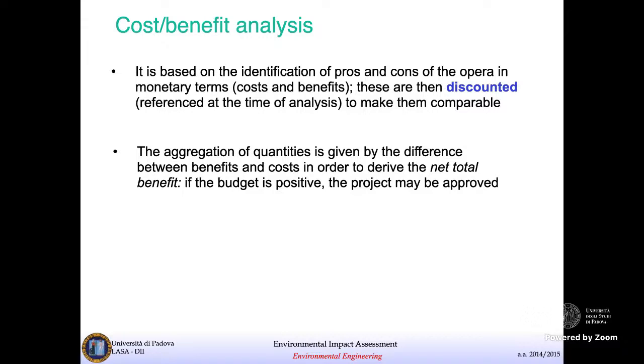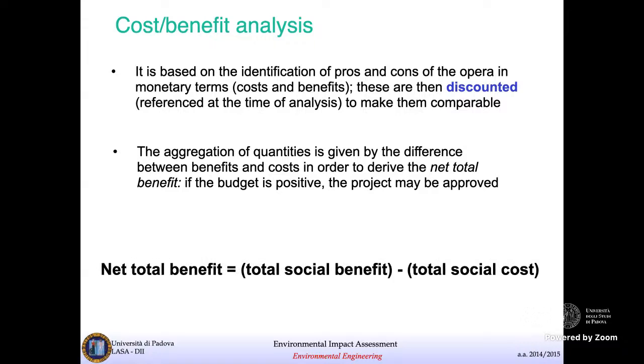So you will have to be able to introduce some methodology of comparing prices belonging to different years. Then the aggregation of quantities is given by the difference between benefits and costs in order to derive the net total benefit. If the budget is positive, then the project may be approved. If the budget is negative, the project is rejected. The net total benefit, by definition, and this is the first definition you should remember, is defined as the total social benefit minus the total social cost. So you will have to introduce a way of evaluating benefits and evaluating costs.